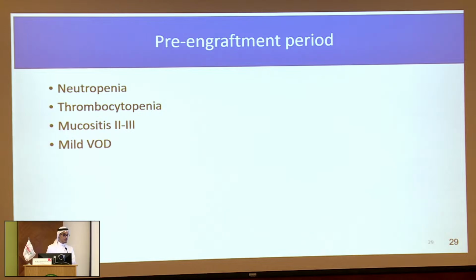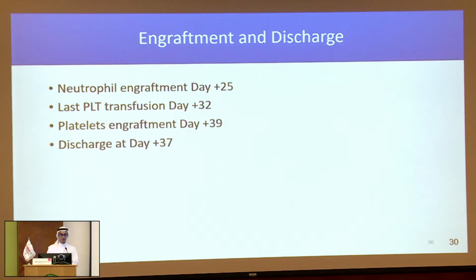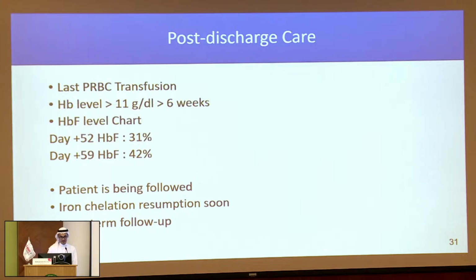Now, for that reason, they put the patient on defibrotide, and the patient was tolerating that, and diuresis, and the patient recovered from that very smoothly. Neutrophil engraftment was day plus 25. Last transfusion was day plus 32. It was before, but they transfused before I told them. It was like 8 point something, like 8.9, the hemoglobin. I thought we should just go to 8, not 9 as a threshold, but anyway. We added 7 days for the platelet engraftment. And the patient was discharged.